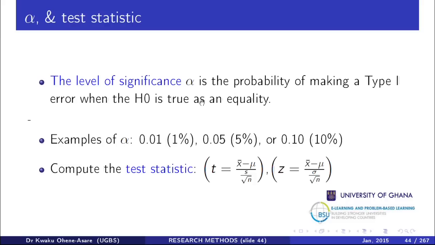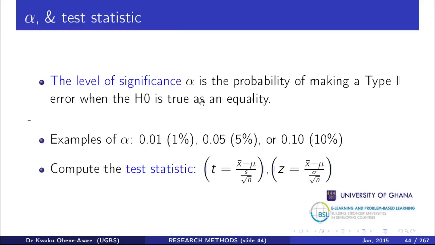Once you know the level of significance, you have to compute the test statistic. You see the test statistics I have written here. Let's look at them deeply. We shall come to them again when we are looking at the applied example. But let's look at the first one. The letter that starts the first one is T. The letter that starts the second one is what?